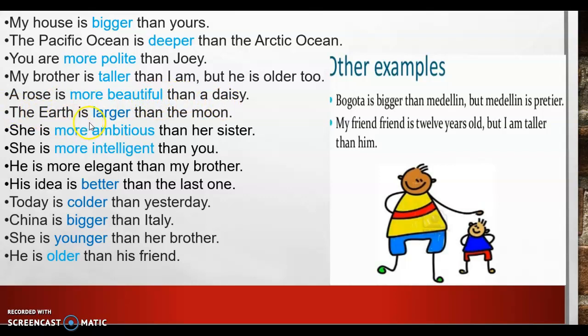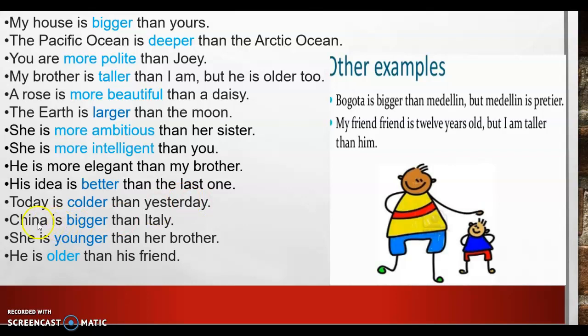See, the earth is larger. Large is one syllable, so we add er. Then the moon. And she is more ambitious than her sister. So this one has more than one syllable, so we add more. She is more intelligent, it's a bigger word, so we add more. She is more intelligent than you. He's more elegant than my brother. His idea is better than the last one. His idea is better. Okay, today is colder than yesterday.